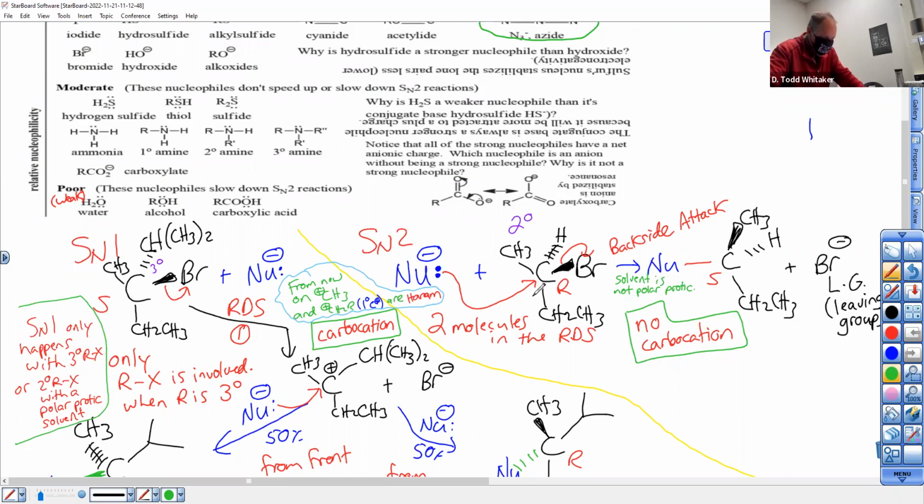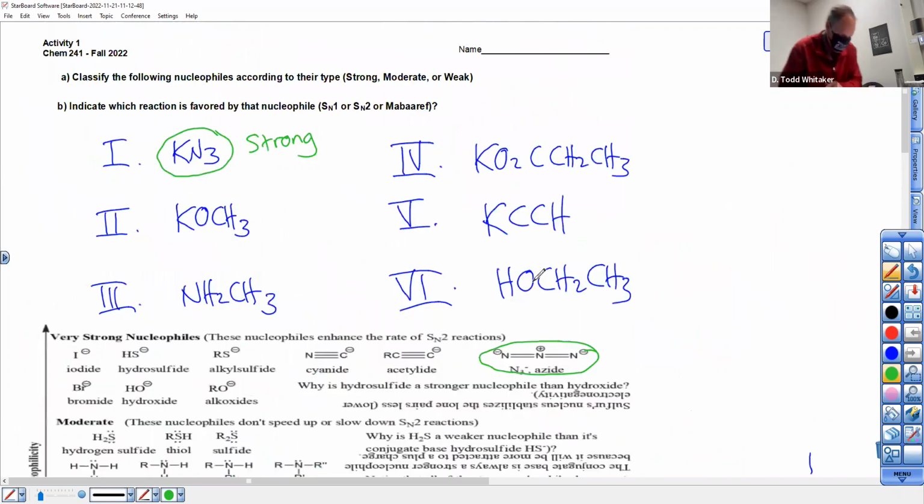Okay? So strong nucleophiles love SN2. So you're going to say SN2 every time you do a strong nucleophile. Got it? SN2. Can we go and find more strong nucleophiles on this handout? I think there's 2 more.